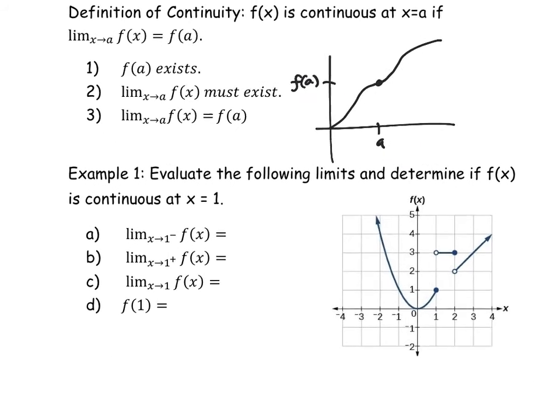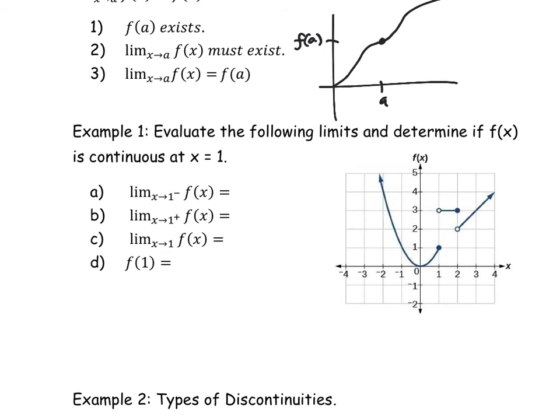Okay, so let's look at example 1. Evaluate the following limits and determine if f of x is continuous at x equals 1. Okay, so the limit as x approaches 1 from the left of f of x, let's see what it is. As we approach 1, come in here, our function value will equal 1. Okay, coming from the right, looks like it equals 3. That's going to be a problem with continuity. Right? Therefore, the limit as x approaches 1 of f of x does not exist, right? Because 1 and 3 don't match up. All right, f of 1 is 1.